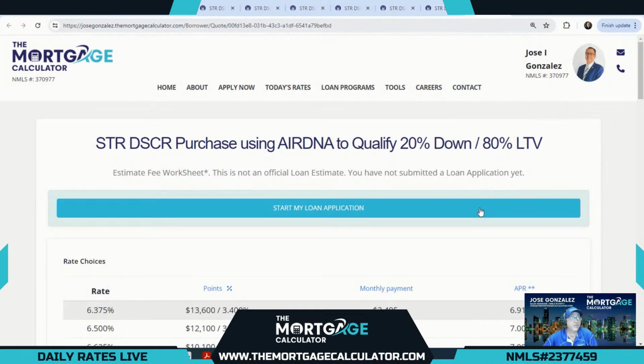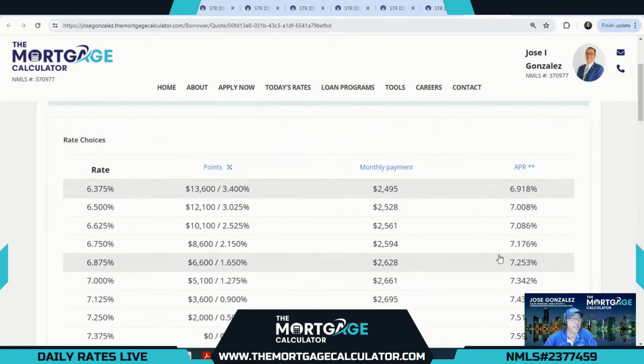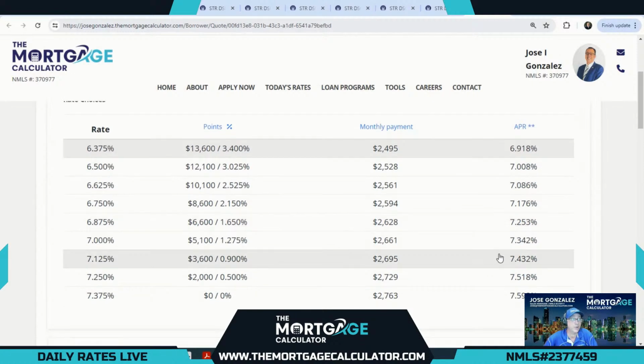Next option here now is using AirDNA. Now, AirDNA is a database that has short-term rental comparables. That's an Airbnb service, hence AirDNA, right? The only I guess catch, quote unquote, with this option is that your DSCR does have to be 1.5 or above to be able to use the option that does not have an LTV adjustment, right? So in this case, 80% LTV is the max here, and look at these rates. Totally amazing.